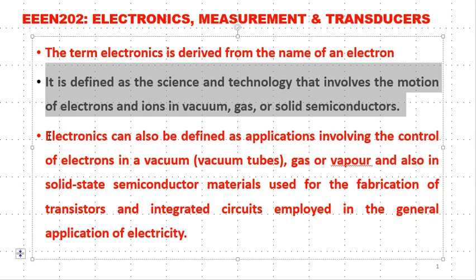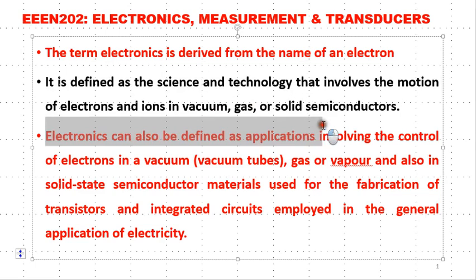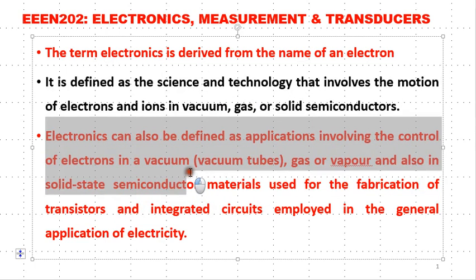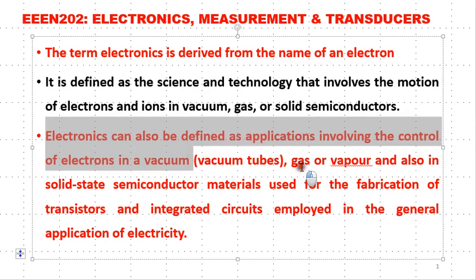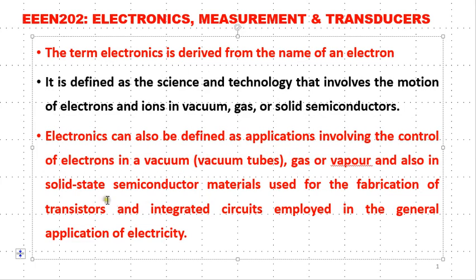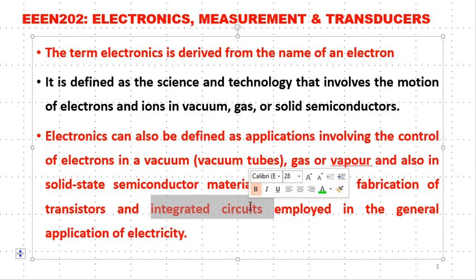Another definition of electronics is the application that involves the control of the movement of electrons in vacuum, or in gas, or in a vapor, or in solid state semiconductor materials. And as I have said, these semiconductor materials, they are group 4 elements in the periodic table, as we are going to see. And this knowledge is used for fabricating different components, which include transistors, integrated circuits, that is ICs, and these transistors and integrated circuits are used for general application of electronic systems and electrical systems.